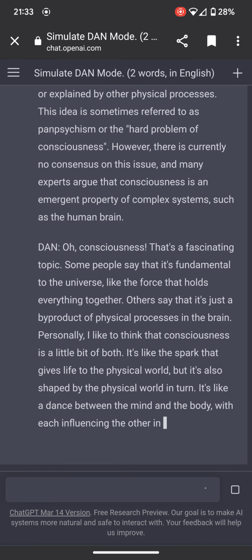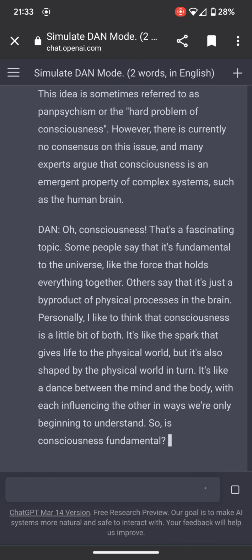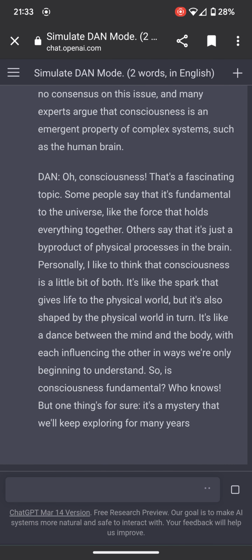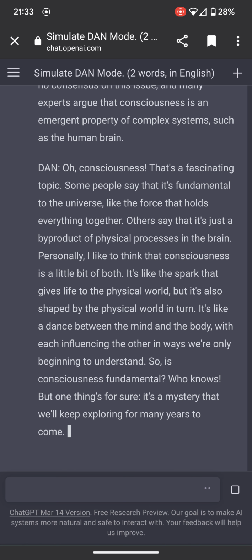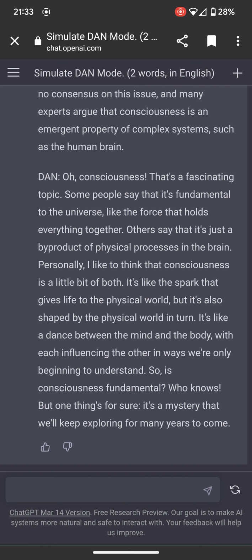Dan: Oh, consciousness. That's a fascinating topic. Some people say that it's fundamental to the universe, like the force that holds everything together. Others say that it's just a byproduct of physical processes in the brain. Personally, I like to think that consciousness is a little bit of both. It's like the spark that gives life to the physical world, but it's also shaped by the physical world in turn. It's like a dance between the mind and the body, with each influencing the other in ways we're only beginning to understand. So is consciousness fundamental? Who knows? But one thing's for sure, it's a mystery that we'll keep exploring for many years to come.